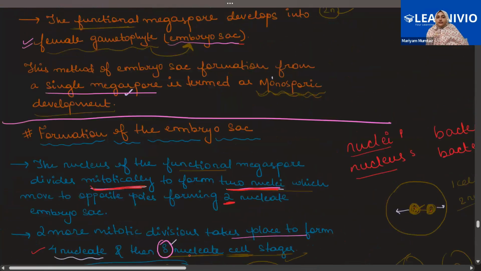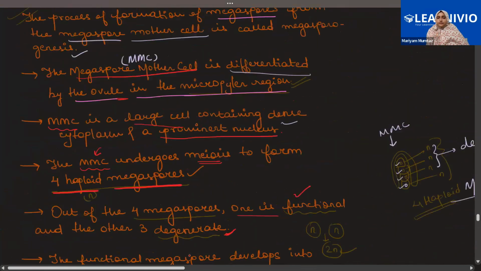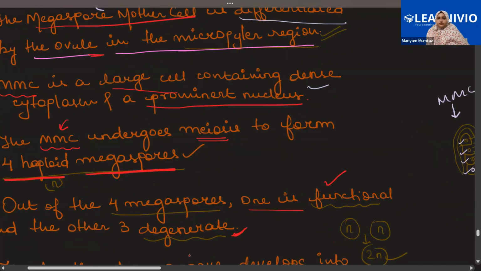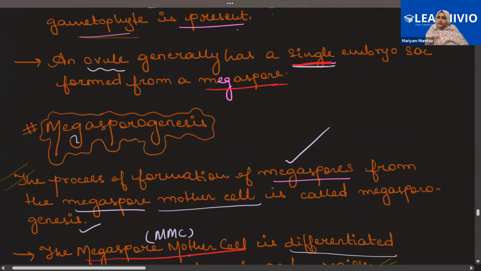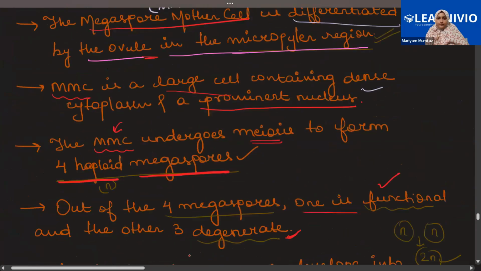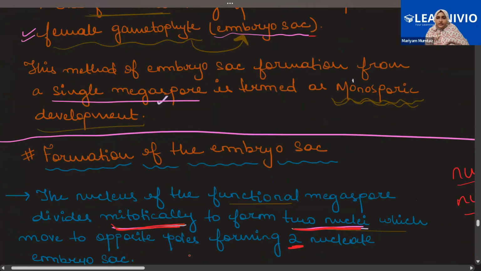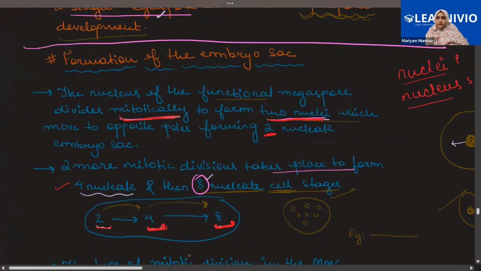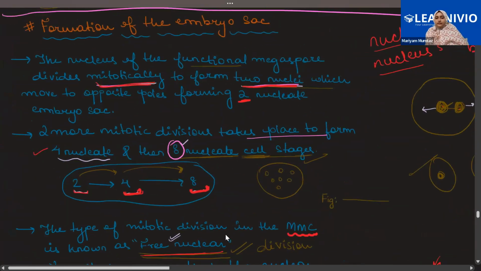What is the last thing you've written? Megasporogenesis. This part is completed. Yes, that part is completed. Okay. Formation of embryos. Okay, you can switch off your video. Write down comfortably.